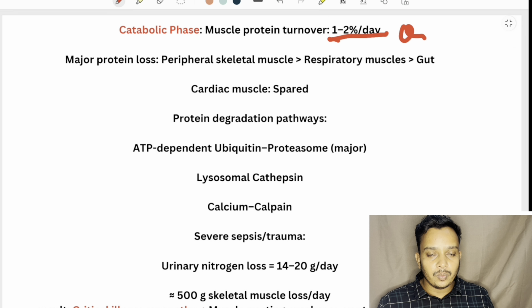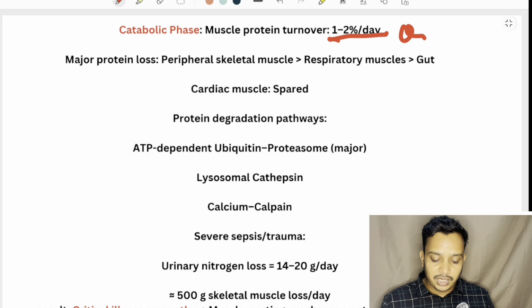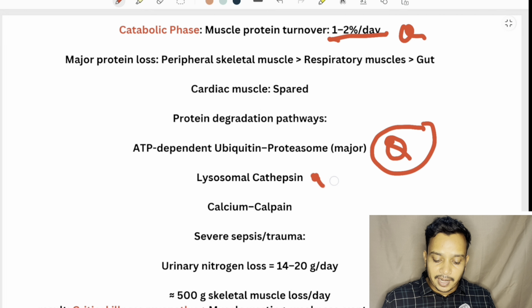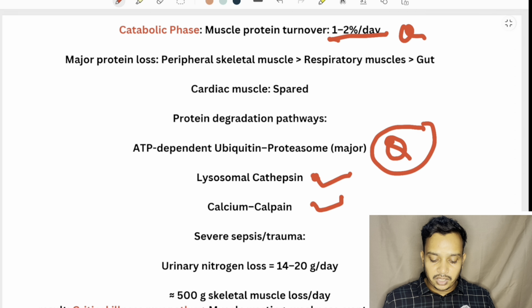And remember one important question: the cardiac muscles are predominantly spared in this action, because they are predominantly smooth muscle. Rest of all the skeletal muscles are involved. How is skeletal muscle protein metabolism involved? It happens mostly through enzymatic degradation by the ATP dependent ubiquitin proteasome pathway. This is also one of the MCQ's important points. The ATP dependent ubiquitin proteasome pathway is involved the most, and the rest of the pathways are the lysosomal cathepsin and also the calcium calpain pathway. And normally, as I told in the beginning, the normal urinary nitrogen excretion rate is up to 10 to 14 grams.